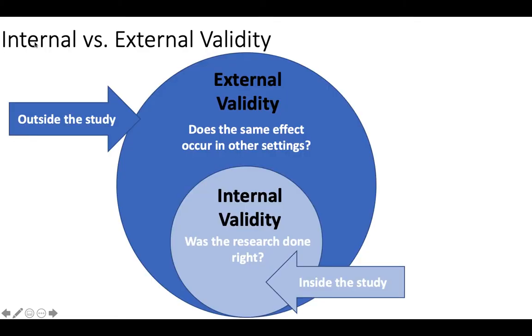So this is just a visual of the relationship between internal and external validity. External validity is everything happening outside the study. Does the same effect occur in different settings? Internal validity is what's done inside the study. Was the research done right? So again, I just wanted you to see the relationship between the two.